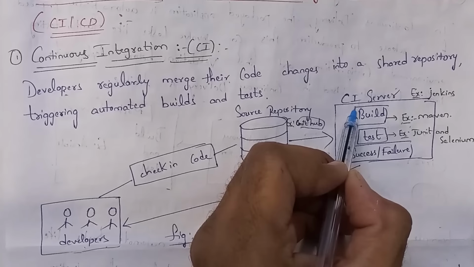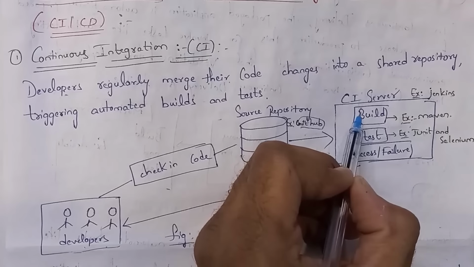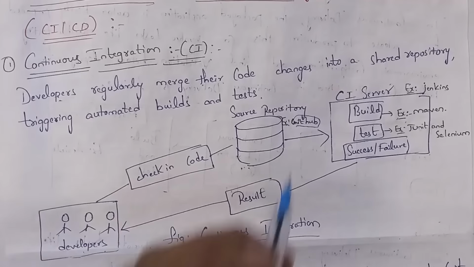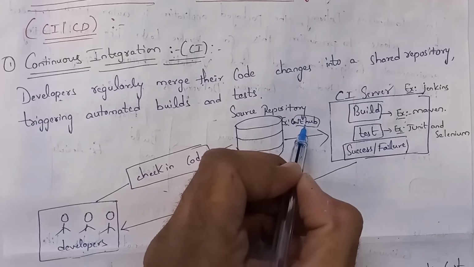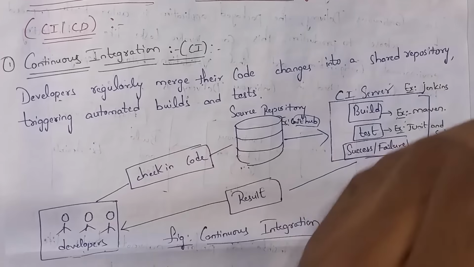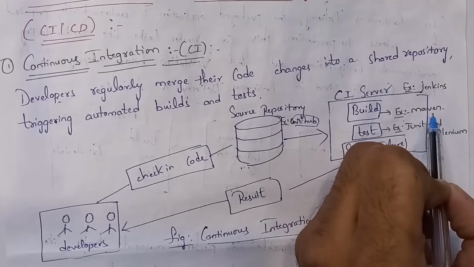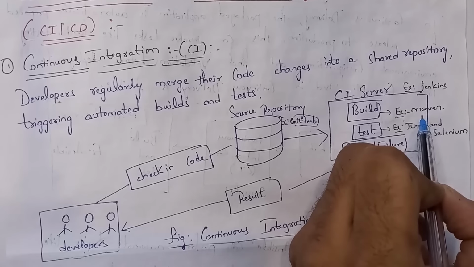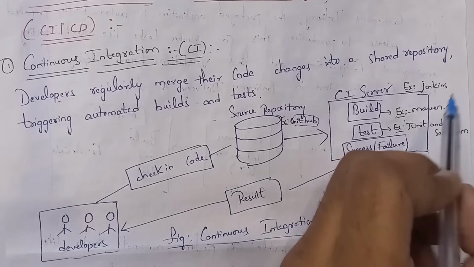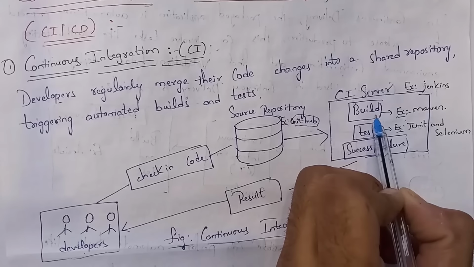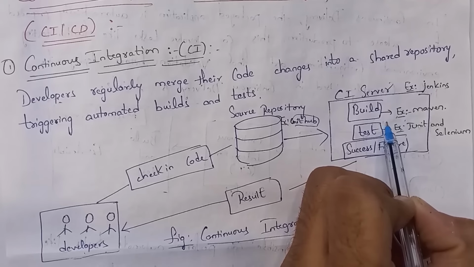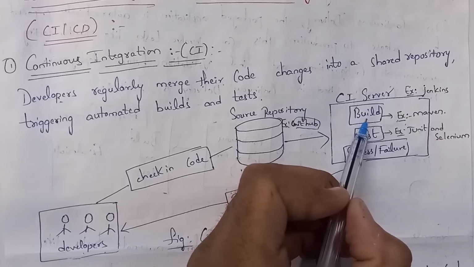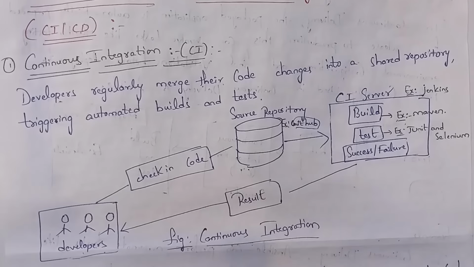Then the CI server will perform build and test operations on that code. For example, I am a developer. I place new code in GitHub. Whenever I place code in GitHub, Jenkins automatically gets an alert message. In Jenkins, by using a tool like Maven, they will perform build operations. That is nothing but they will compile and execute my code. So the Maven tool will perform the build operation. After successfully compiling and executing my code, Jenkins will perform the test operation.